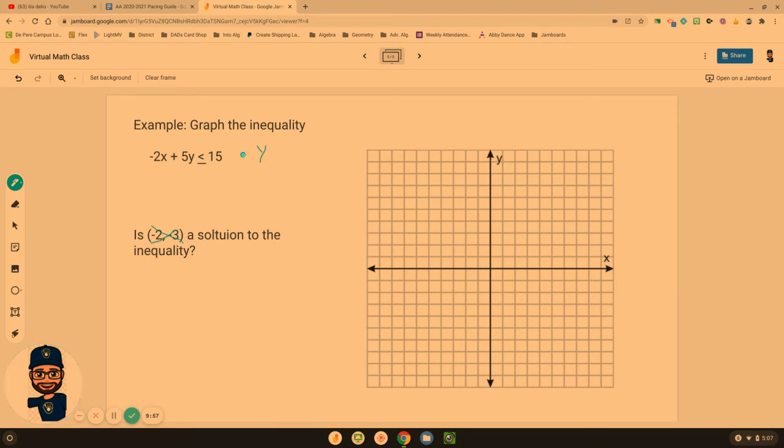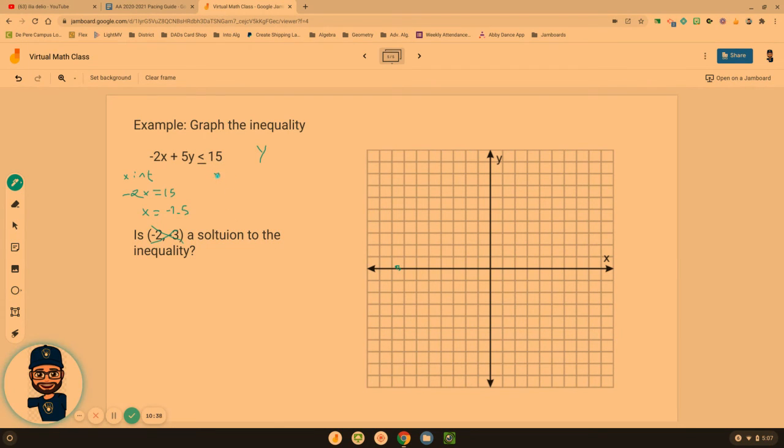But remember, we talked about standard form and using x-intercepts and y-intercepts. So the x-intercept here: negative 2x equals 15. We're just going to replace the inequality with an equal sign just to find the intercept. That's all. x equals negative 15 halves, which is negative 7.5. So that's my x-intercept, negative 7.5. 1, 2, 3, 4, 5, 6, 7.5 is right in there.